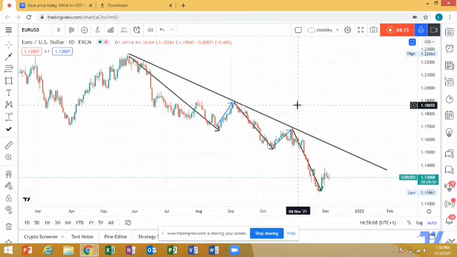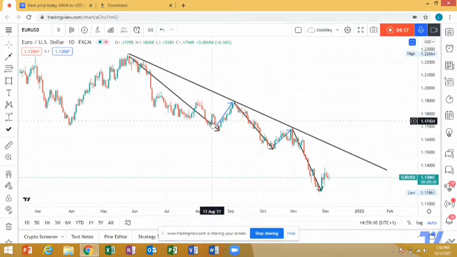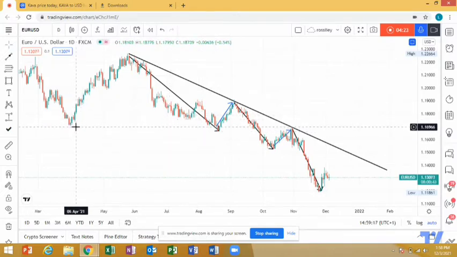So don't go and start buying here, though this is like a support. Some people will just go and start buying, going long, while the market is still going down. It's still trending down. This is just a correctional move, and you will end up losing your money. So it's very important to always trade in the direction of the trend.